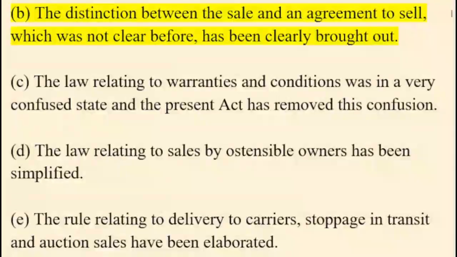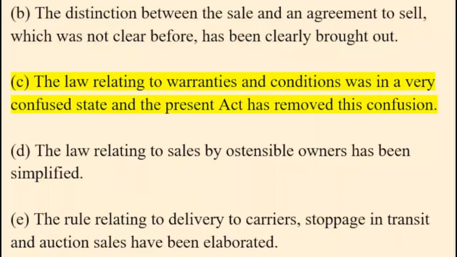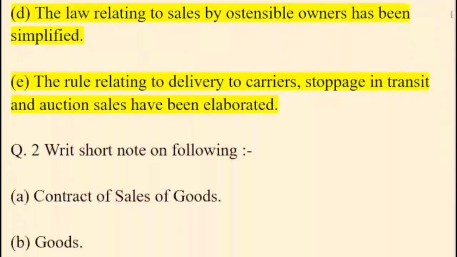B. The distinction between the sale and an agreement to sell, which was not clear before, has been clearly brought out. C. The law relating to warranties and conditions was in a very confused state, and the present Act has removed this confusion. D. The law relating to sales by ostensible owners has been simplified. E. The rules relating to delivery to carriers, stoppage in transit and auction sales have been elaborated.